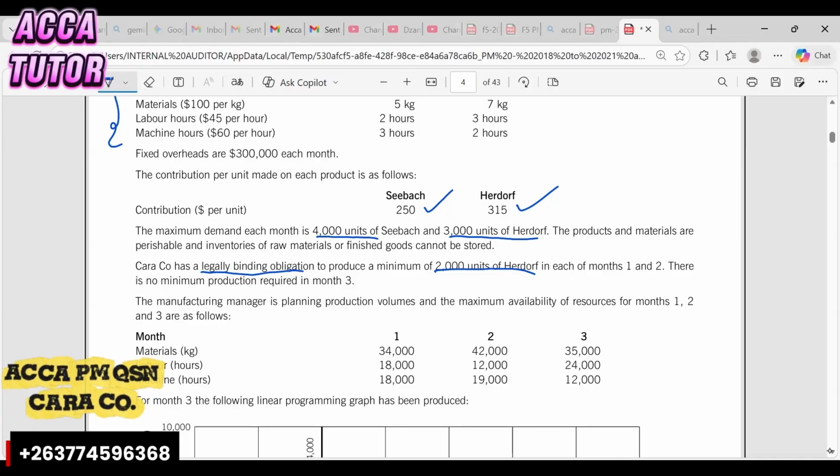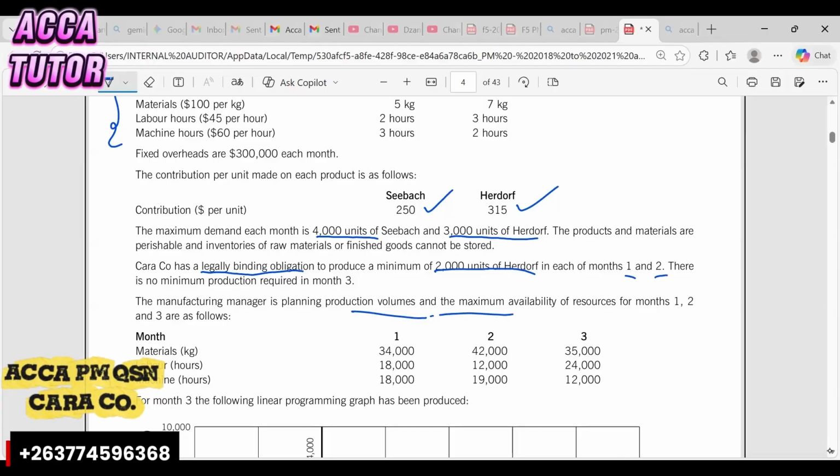Are we together? Yes. So, Cara has a legally binding obligation to produce a minimum of 2,000 units of head-off in each of months 1 and 2. There is no minimum production required in month 3. The manufacturing manager is planning production volumes and the maximum availability of resources for month 1, 2, and 3 are as follows. So these are the production volumes and maximum availability of resources for the month.